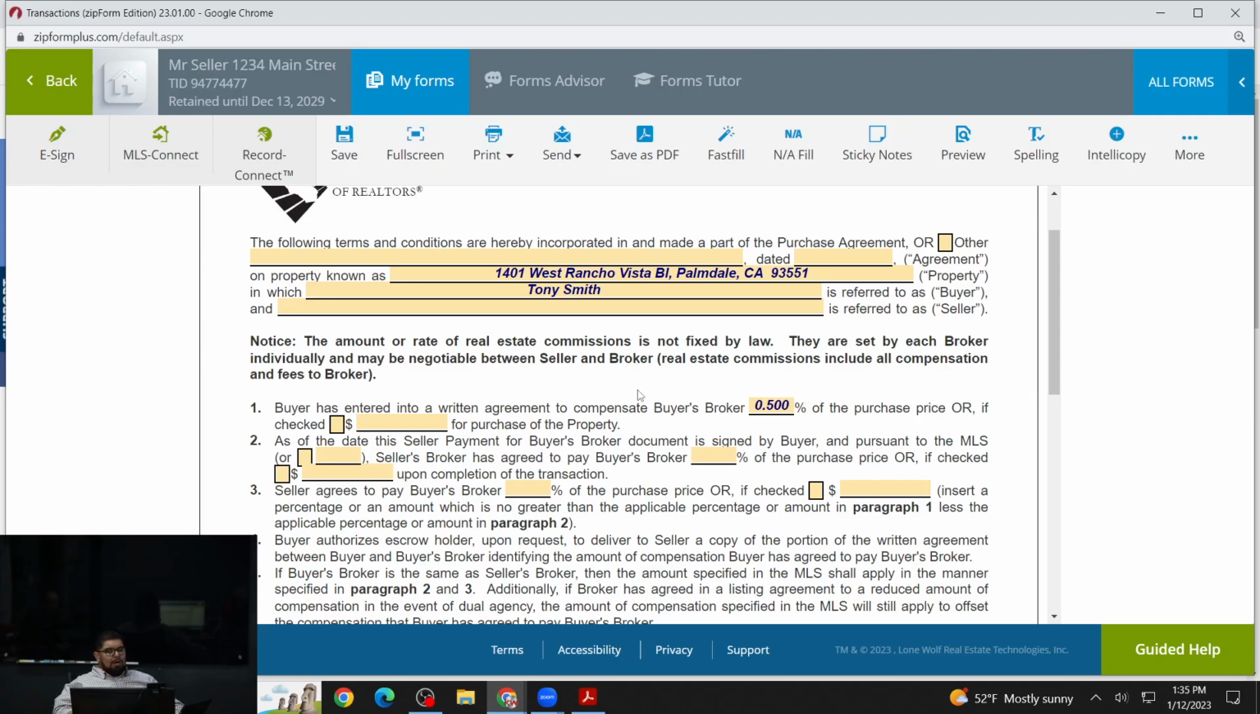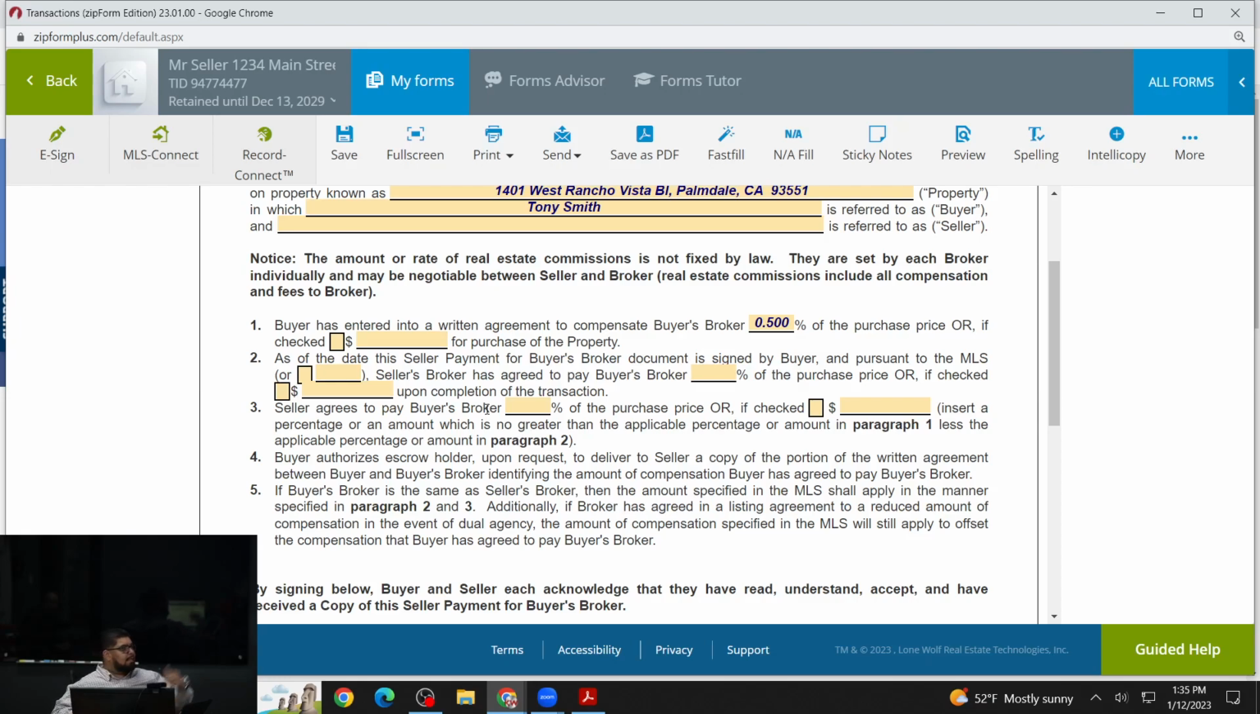Right? Number three, seller agrees to pay the buyer's broker, because again, who pays you the commission? The broker. And the client belongs to who? The broker. Right? So the buyer's broker a blank percentage of the purchase price, or if checked, a flat fee. Insert a percentage or an amount which is no greater than the applicable percentage or amount in paragraph number one, less the applicable percentage or amount in paragraph number two. Okay? So it's literally just putting it in layman's terms that the seller is going to be paying you the difference if they agree to it.